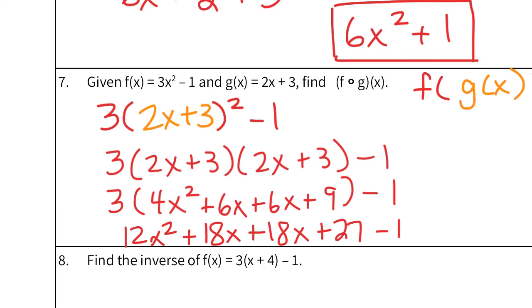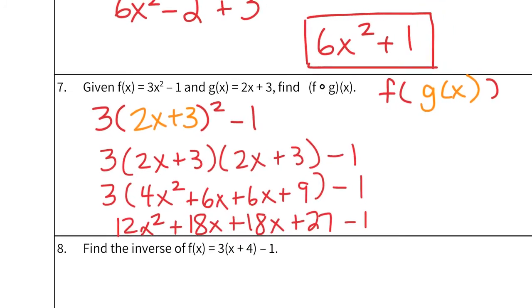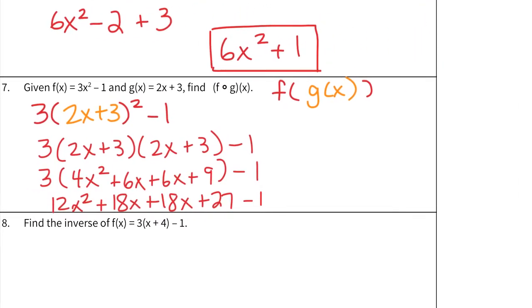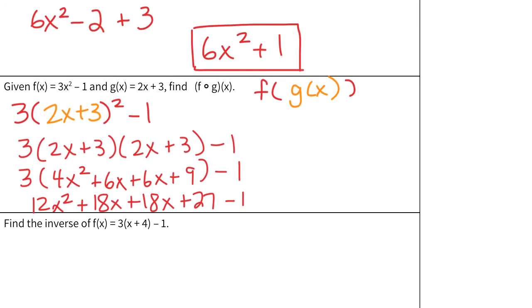And now that my exponent's gone, my parentheses are gone, now I can combine like terms. So I'm going to write my answer to the side. Okay, there's only one term that has x squared, so that's going to stay the same, 12x squared. Then I have two terms that have x's. I have 18 plus 18, which gives me 36, so 36x. Then I have two constants, 27 minus 1, which is going to give me 26.